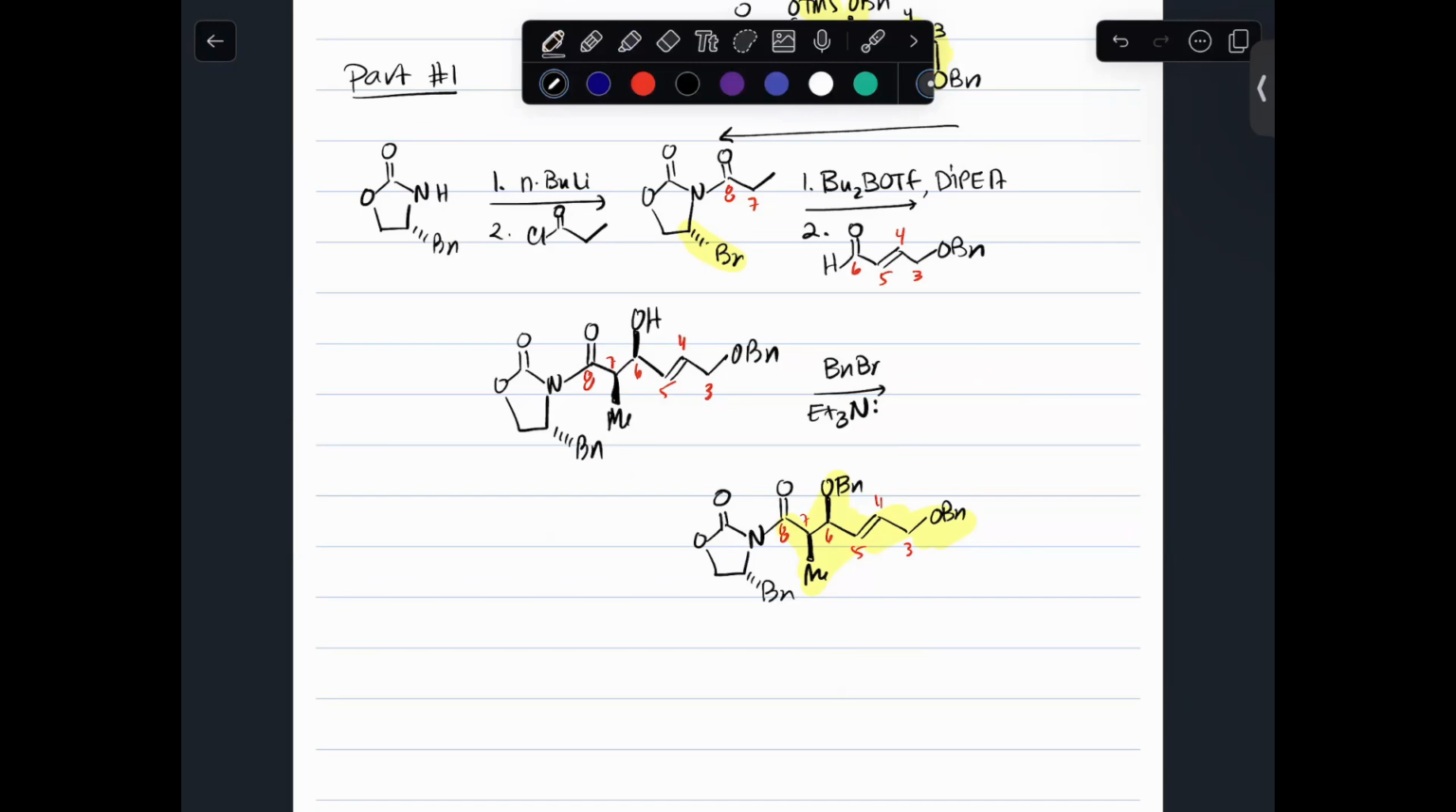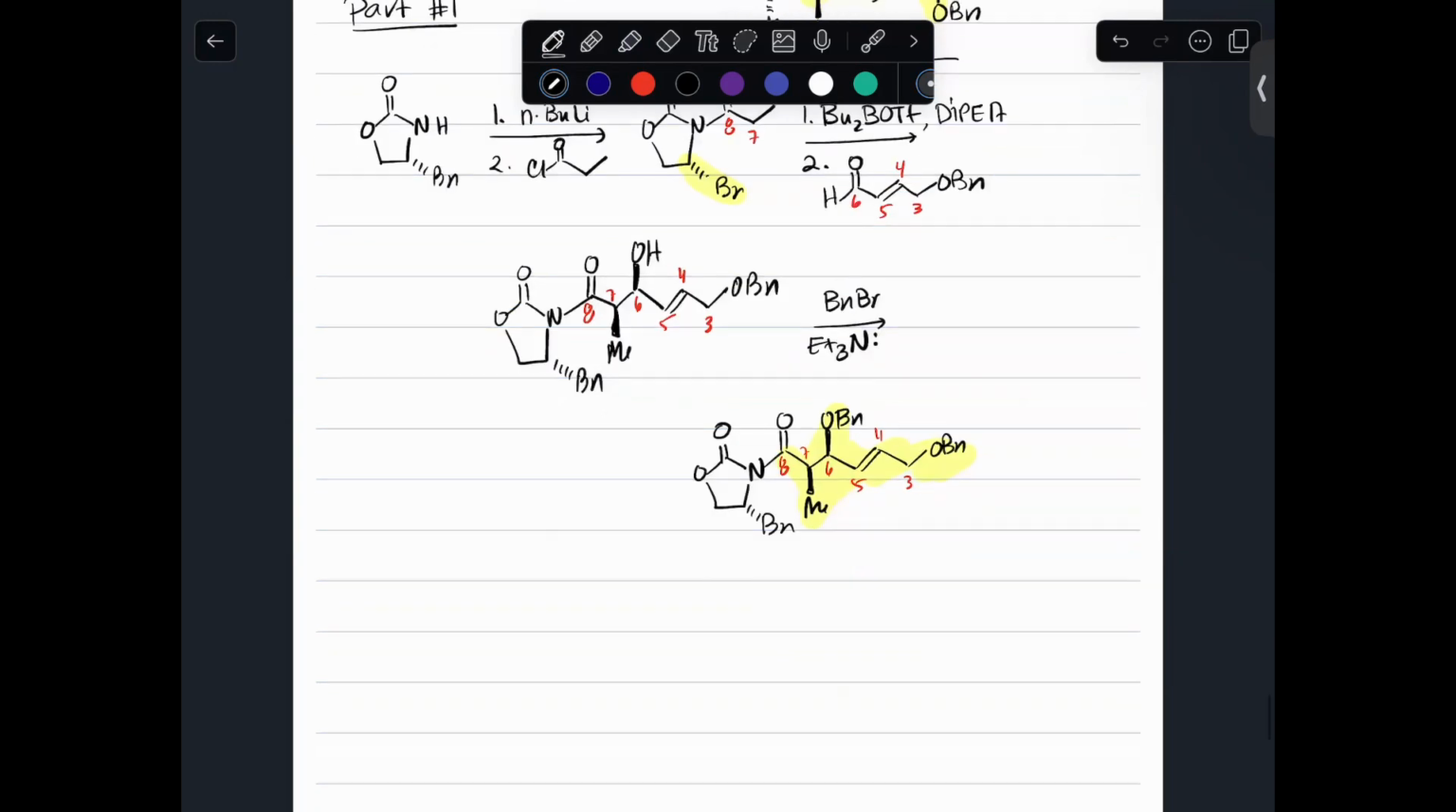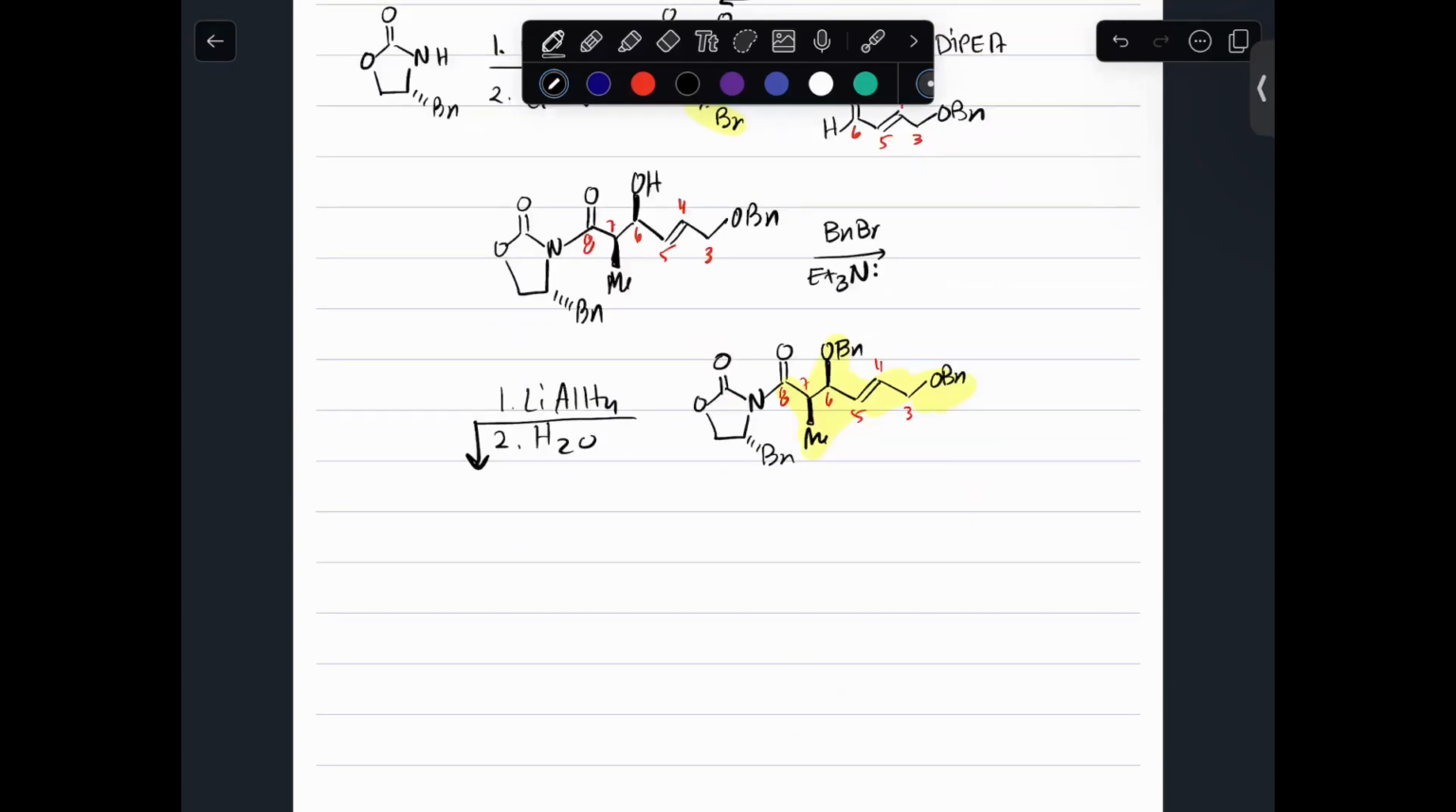Again, just like other Evans oxazolidinones, or any Evans oxazolidinones, you remove them just like I taught you in lecture number 1. Anything that I taught you about removing Evans oxazolidinone in lecture number 1 applies here. So if I treat this with lithium aluminum hydride and water, not surprisingly, I'm going to get my alcohol.